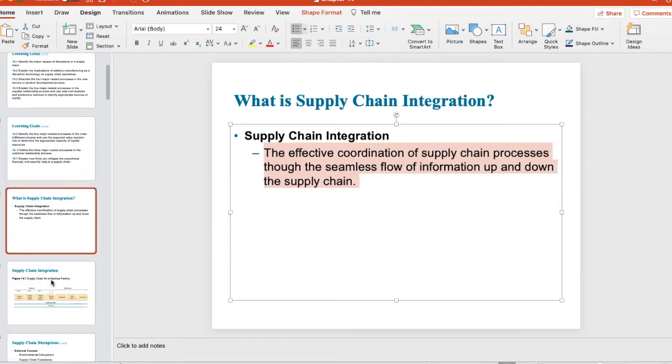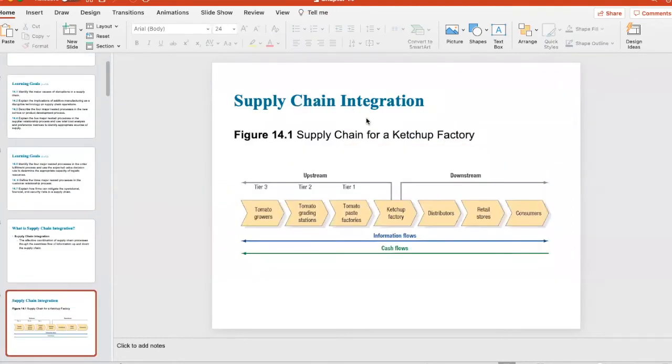All right, now let's continue. Figure 14.1 shows a very straightforward example related to supply chain. Suppose you are a ketchup factory. Normally, you will have some upstream suppliers preparing the raw materials for you, the raw materials of the ketchup. And then after you get all of those raw materials, you make the ketchup.